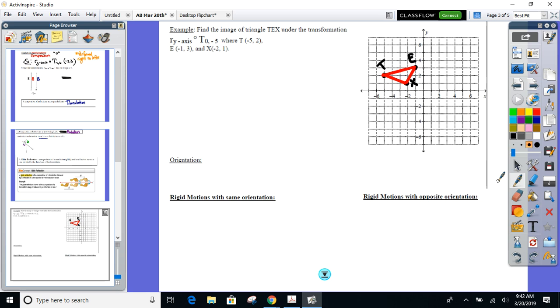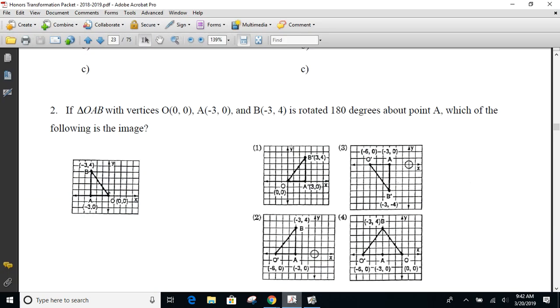Okay, everyone see the symbol right there, composition. You tell me, which one am I gonna do first? Do I do the reflection or do I do the translation first based on that composition?